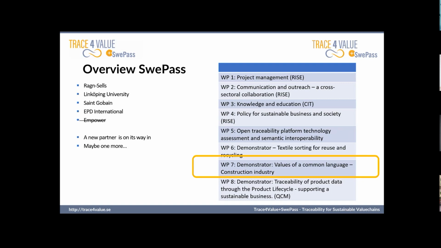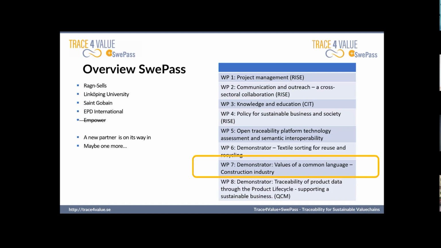We are just finalizing this, but the company called Meta Solutions will probably be taking over Empower's part, where they are going to build an app based on the ontology that we developed in the Traceable Value project. So we can collect the data from the built environment in a structured way based on the ontology. So they are on their way in. They couldn't be here today, Malin, but they send their greetings. They would like to join next time.